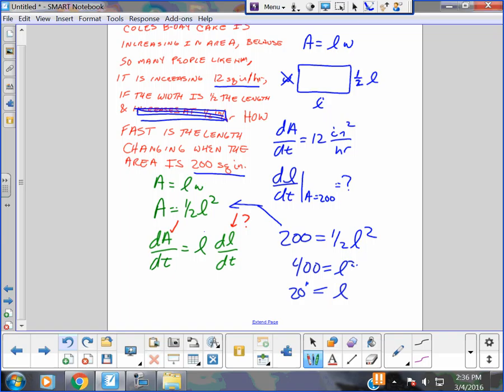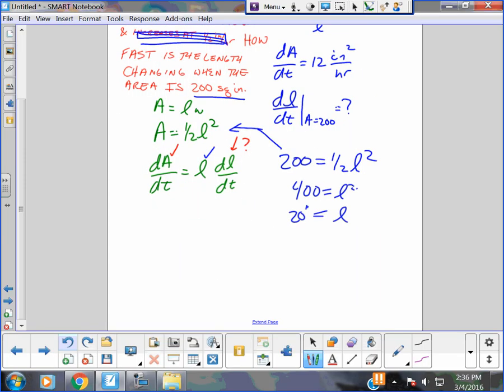All right, so now I know L. So now it's just plug and chug time. 12 square inches per hour equals 20 inches times dL/dt. Divide both sides by 20 inches, and I think what you get is 12/20ths, which is 6/10, or 0.6 inches per hour would be the change in length of the cake. So it's increasing by 0.6 inches per hour. Not very fast, but that's life in the city.